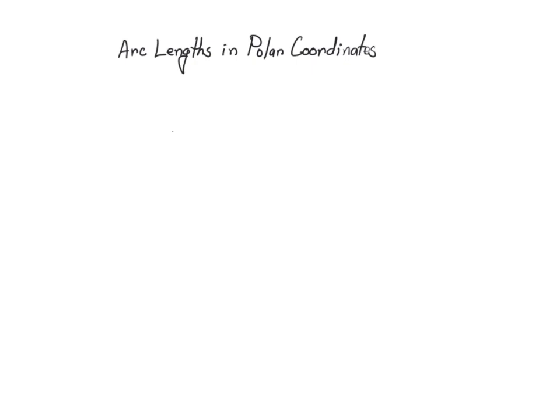In this video, I am going to find arc lengths in polar coordinates. Let's consider this example. r is equal to 6 cosine of theta. By the way, this is nothing but a circle. So if you were to graph it in a rectangular coordinate system, this is what you're going to see.